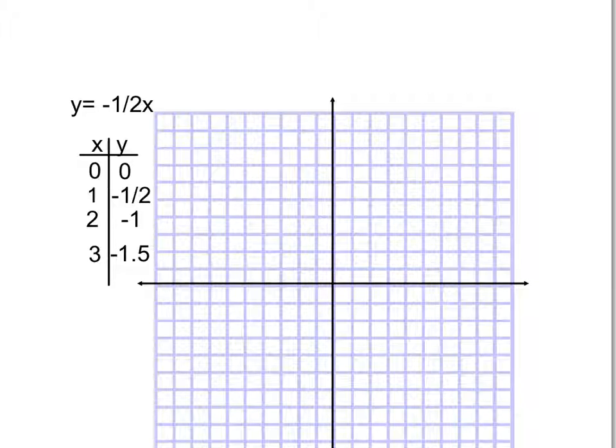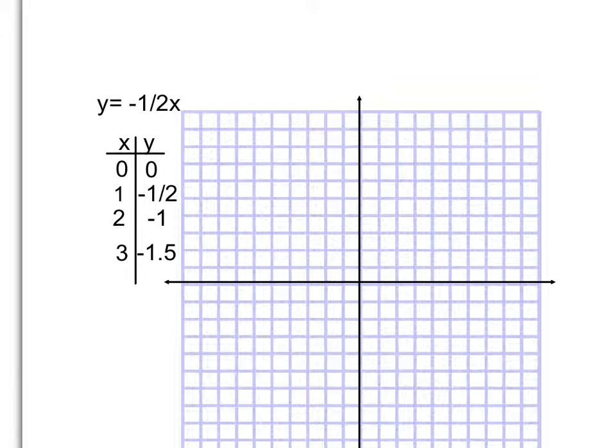This is your third graph from April 14th notes. And this right here, I've already filled out the chart for you, and I just want you to plot the points.